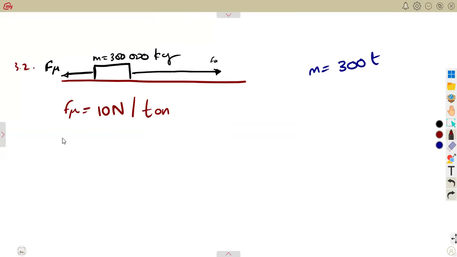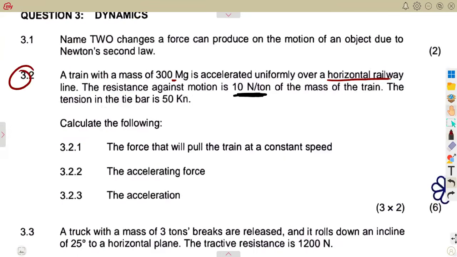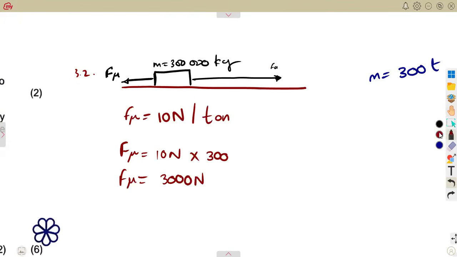So from this, our frictional force can be calculated as 10 Newton times the mass in tons, which is 300. That is going to give us 3,000 Newton, which is our frictional force. Then we're given the tension of the tie bar as 50 kilonewton, which is the force that we are given. So our force, the tension, is to be taken as 50 kilonewton, which is 50,000 Newton.